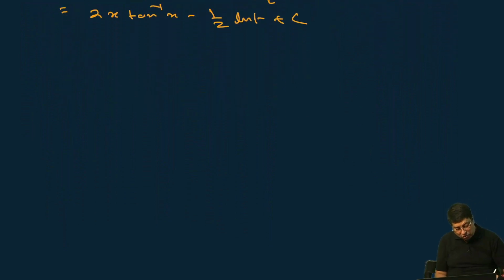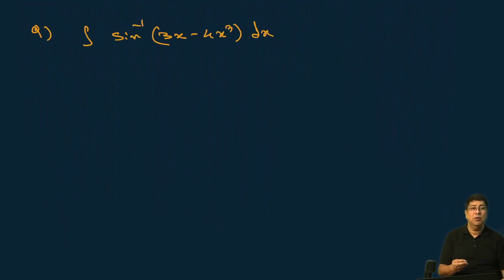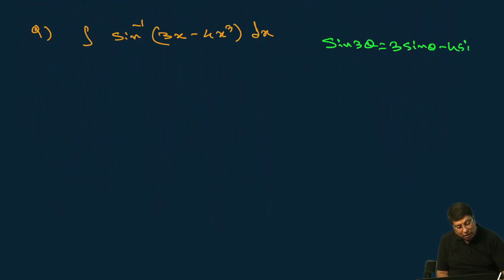Suppose one more example I am showing you. Integration of sin inverse of 3x minus 4x cubed. By seeing this, as I continuously told you, if you want to know integration properly, it is necessary to understand and practice the trigonometry multiple and submultiple angle formulas. In this case, it is the formula of sin 3 theta, 3 sin theta minus 4 sin cube theta. So we know the formula of sin 3 theta, that is 3 sin theta minus 4 sin cube theta.